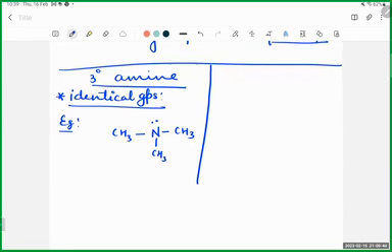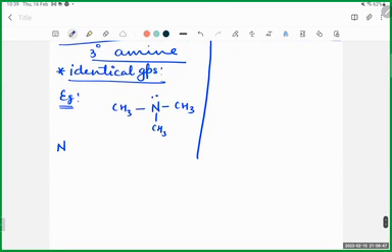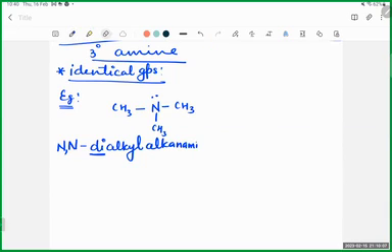Example. So N comma N, and because both are identical, we can use the prefix di. Alkyl alkanamine. So any one can be considered as the hydrocarbon chain over here. Are you clear? So the only difference is N will be written 2 times, one N for this methyl, another N for this methyl. Okay, clear?